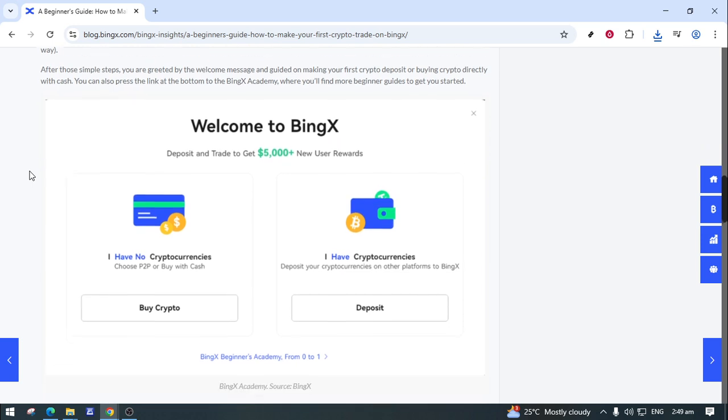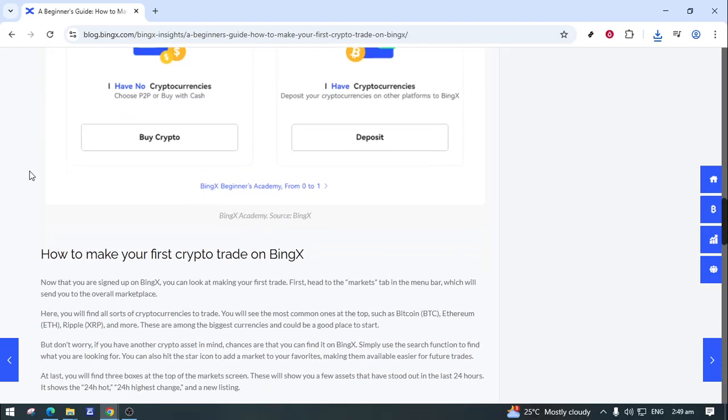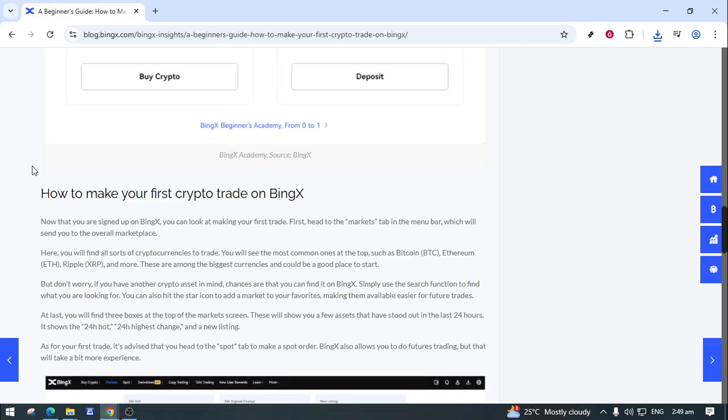Once your account is funded, it's time to explore the different markets available. BingX offers a wide range of trading pairs, allowing you to trade major cryptocurrencies against each other or against fiat currencies. Take your time to research and decide which trading pair aligns with your strategy and goals. This research will form the backbone of your trading plan, so be thorough.